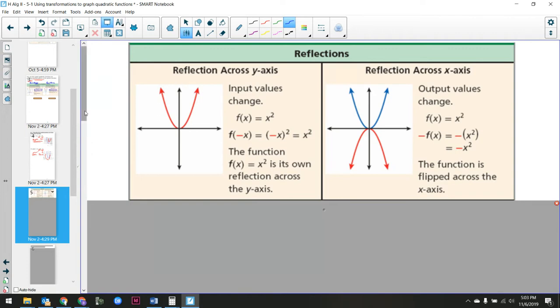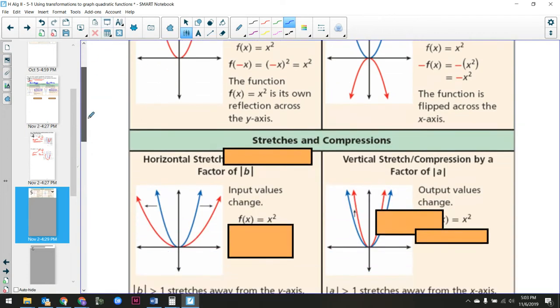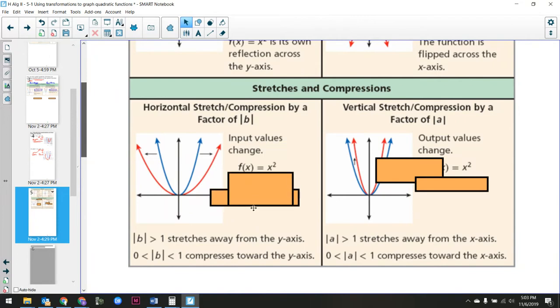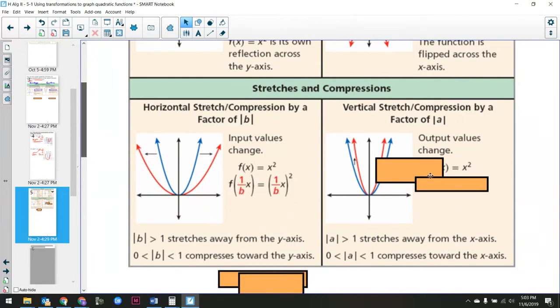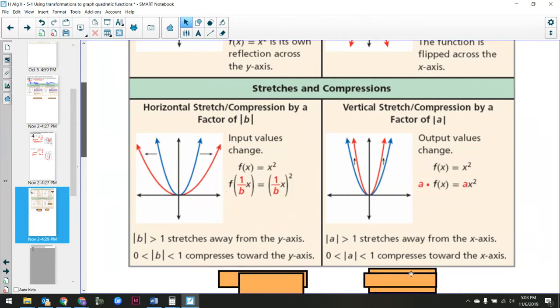Okay, let's take a look here at our stretches and compressions. I better get these out of the way. Move, please. Go down. So long. Farewell. Okay, so the horizontal stretches and compressions.